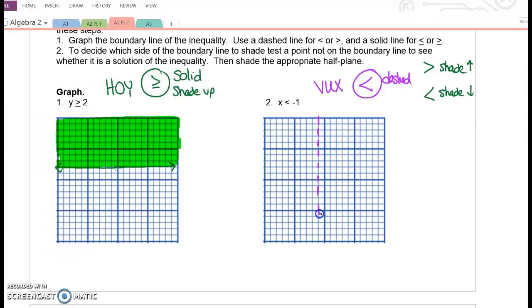Okay, now the shade up, shade down trick is kind of difficult when you're working with a vertical line, because how do you shade up from a vertical line? So think about what less than means. We need to shade the x values that are less than -1. Shade the x values that are smaller than -1. Less than, left, shade left.